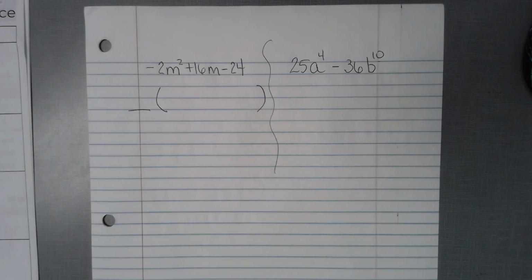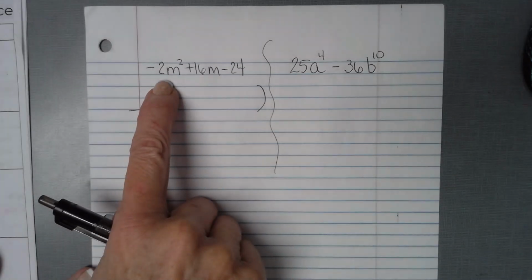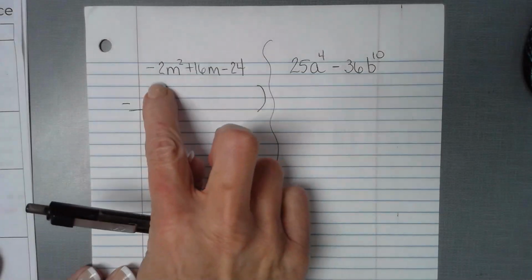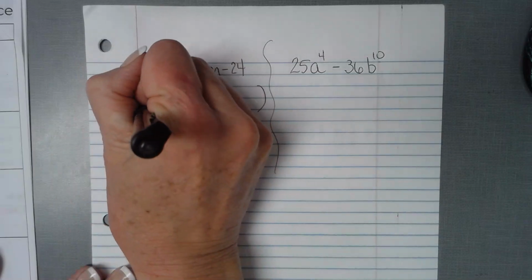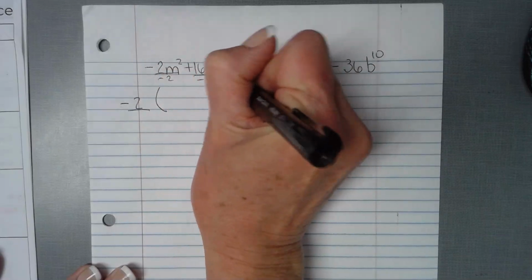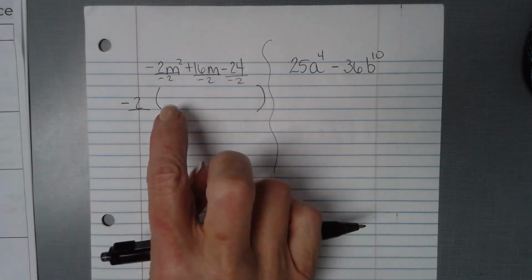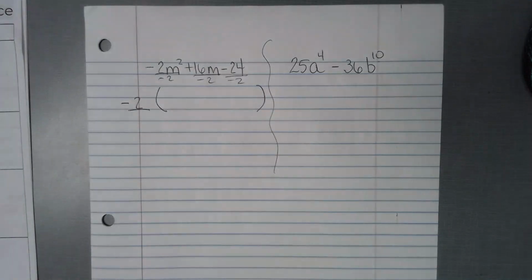Has anybody figured out what needs to come out? Negative, because the leading coefficient is negative, and yes, a 2 will go into all of those. So next step would be divide everything by -2 and figure out what goes in your parenthesis. So I just divided everything by -2. Now fix what's in parentheses.